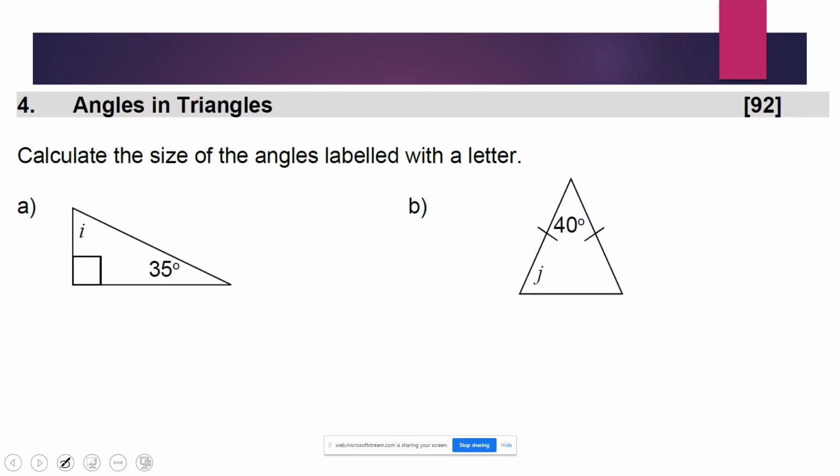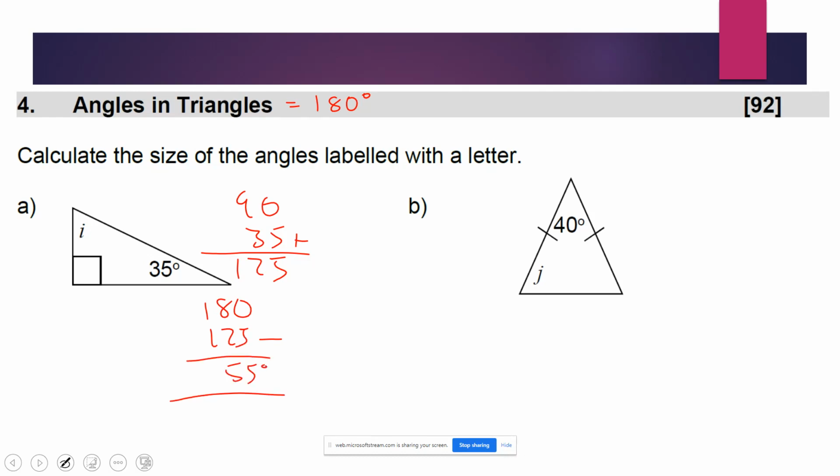Angles in triangles, they also add up to 180. So we have 90, 35, comes to 125. 180 take away 125 equals 55 degrees. I equals 55 degrees.